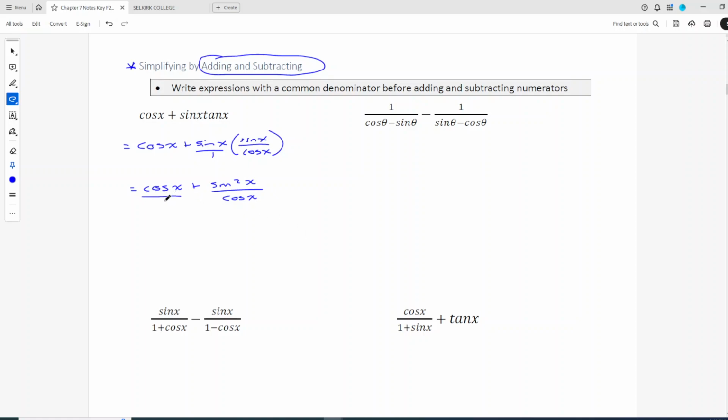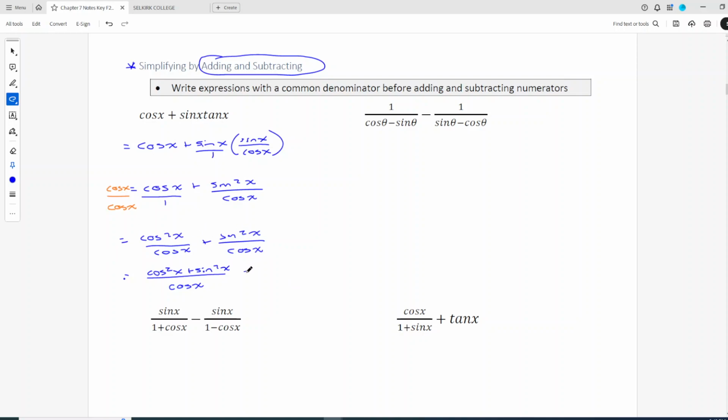So this is cos x over 1, and this is sine squared x over cos x. So I'm going to create that common denominator of cos x by multiplying this fraction by cos x over cos x. That is going to leave me with cos squared x over cos x plus sine squared x over cos x. Now you don't need this step. You could jump straight to having that common denominator of cos x, and then my numerator would be cos squared x plus sine squared x, right? So common denominator, add your numerators.